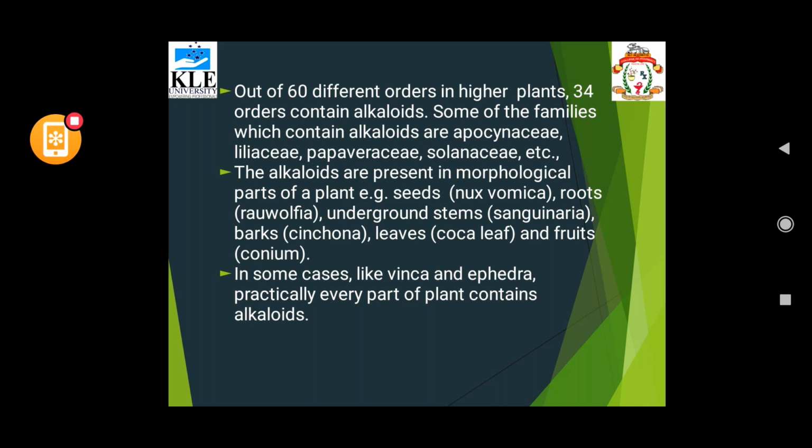The alkaloids are present in morphological parts of the plant. For example, in seeds such as in the Nux vomica plant, roots of Rauwolfia, underground stems of Sanguinaria, in the barks of cinchona, in the leaves of coca leaf, and in fruits such as in conium. In some cases, like vinca and ephedra, practically every part of the plant contains alkaloid. That means the whole plant majorly contains alkaloids within them.